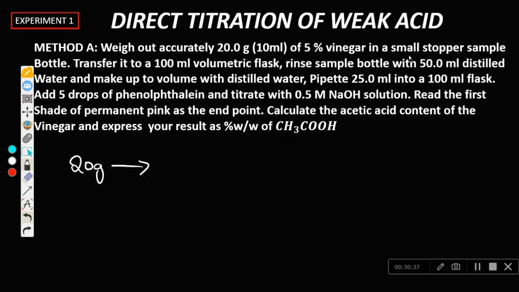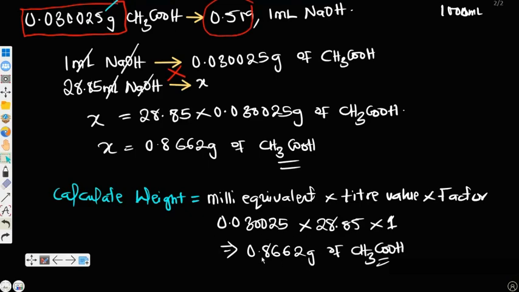put it into a 100 ml volumetric flask. Rinse the sample with 50 ml distilled water. That means you should be rinsing and make up to volume. Make up to which volume? Make up to the 100 ml. Are you getting it now? So it means that 20 gram is present in how many ml? 100 ml. Is that okay? Now, they say pipette 25 ml into a conical flask. This 25 ml that you pipetted was what we titrated. And the amount in the 25 ml is this 0.8662 gram. Is that okay?